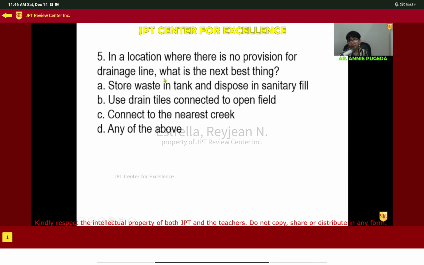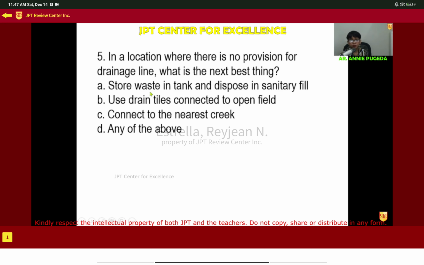Okay, now, so sinabi niya in a location where there is no provision for drainage line, what is the next best thing? So kung nakikita niyo yung any of the above, is similar to all of the above. Okay? Kasi sinabi niya, drainage line, napaka generalize ang word na drainage line. May sanitary drainage, may storm drainage. Remember that, dalawa. What is the next best thing?